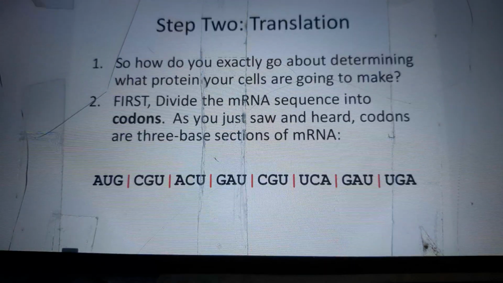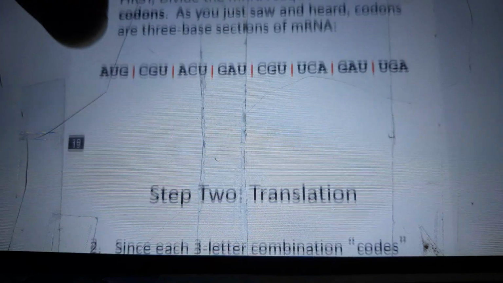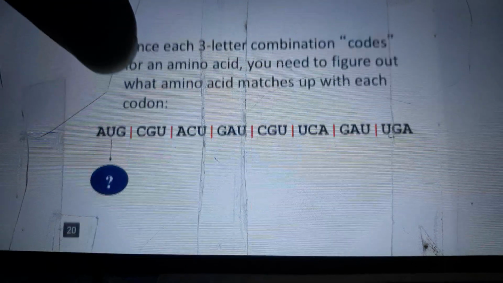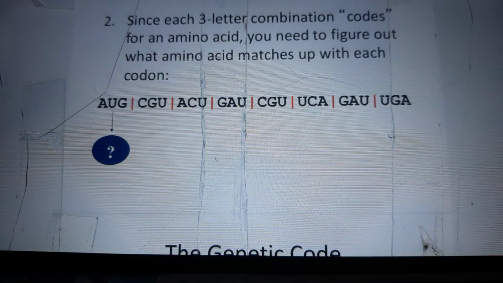Now step 2, translation. So how do you exactly go about determining what protein your cells are going to make? First, divide the mRNA sequence into codons, as you just saw and heard in the animation series. Codons are 3-base sections of mRNA, AUG or CUG, as you see here. Since each 3-letter combination codes for an amino acid, you need to figure out what amino acid matches up with each codon, right?